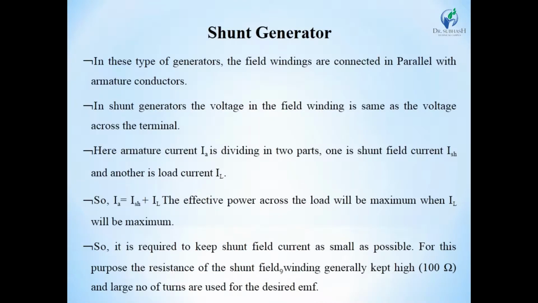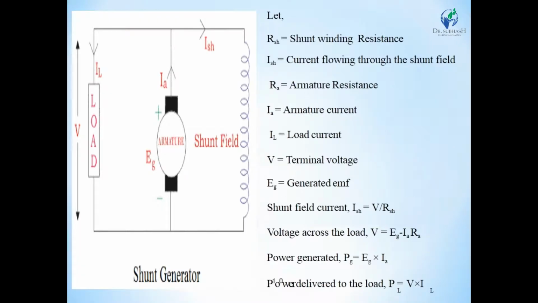Now the shunt generator. Here is the figure of the shunt generator. The shunt generator is a self-excited generator where the field winding is fed by the armature itself, the two windings being connected in parallel. The term shunt indicates the parallel connection. The connection between armature and field winding is shown in this figure.